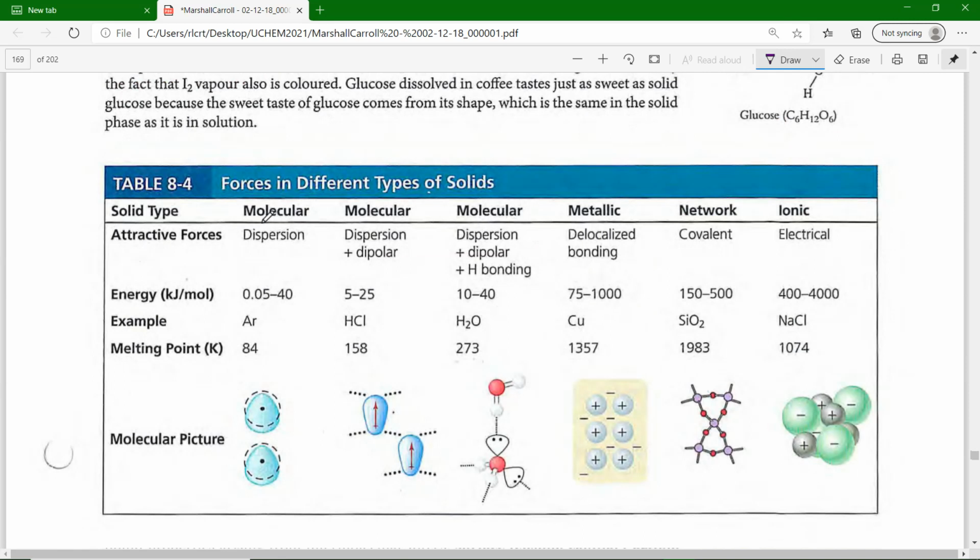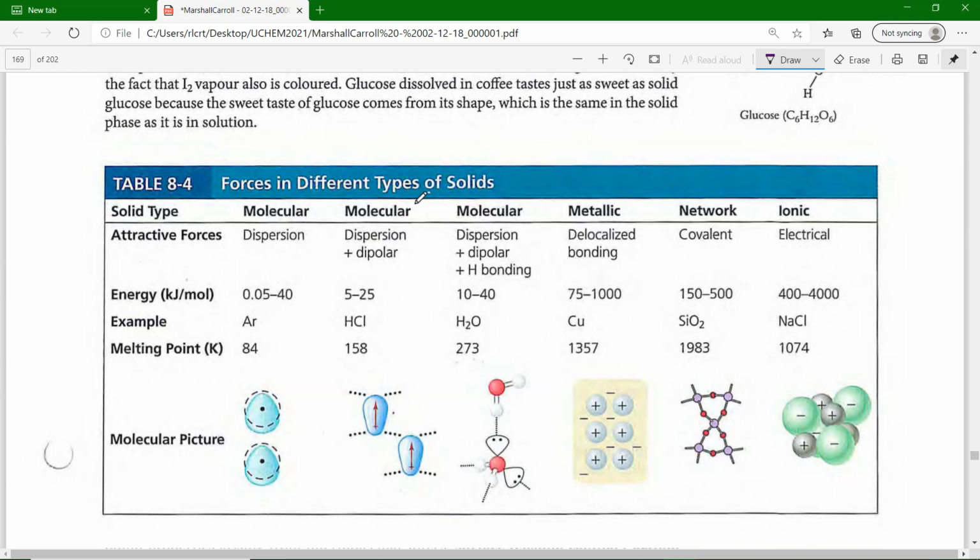One is called a molecular solid, and it could be just dispersion. So for example, argon, if you cool it to less than 84 Kelvin, it's a solid, and it's only dispersion forces which keep it, and to break it up you would need between 0.05 and 40 kilojoules per mole, typically, for a molecular solid. So molecular solids do not have high melting points. I don't want to say boiling points, but that's true, but we're talking about solids to liquids, so it's melting points.